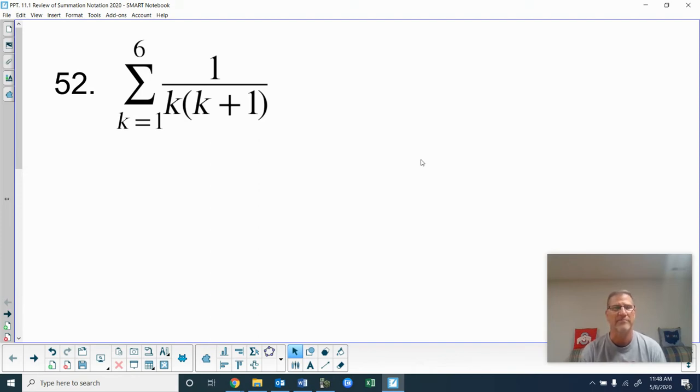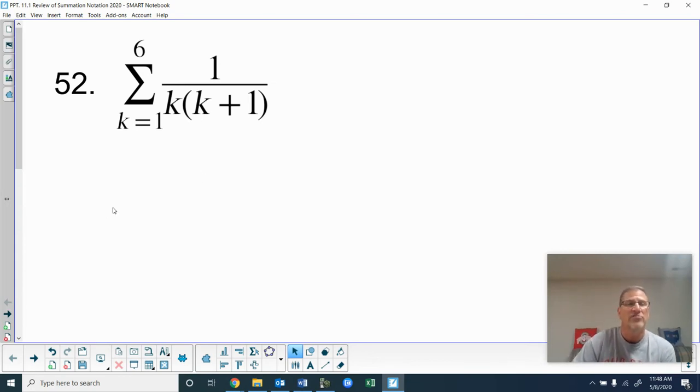So again, let's get started. So this number 52, remember this Greek letter, this funny looking E is called sigma, and it means the sum in this problem of the first six terms of this sequence, which we call a series when we add them up. All right, so we're going to start with k equals 1, and we're going to put 1, 2, 3, 4, 5, and 6 in place of k. Find those six answers, and then don't forget you have to add them all up.